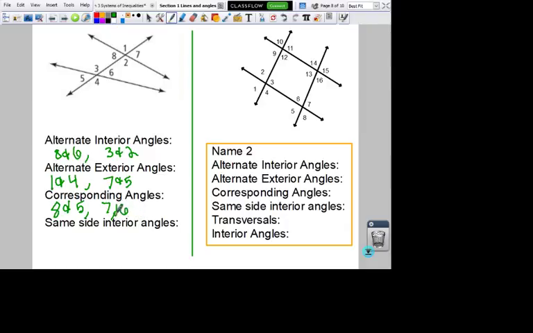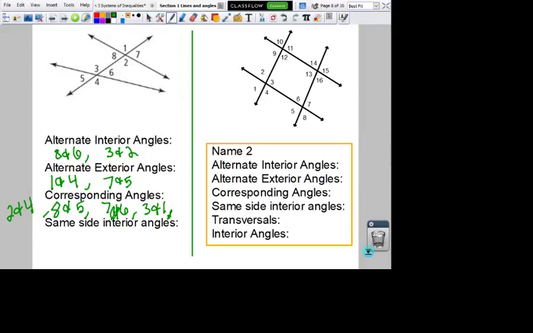2 and 4. 7 and 6. 3 and 1. And then Chloe, what's our last pair of corresponding? There's one more we're missing. 2 and 6? Oh, wait, hold on. 2 and 4. 2 and 4 is the one we're using. Because we got 7 and 6, 2 and 4, 8 and 5, 1 and 3.